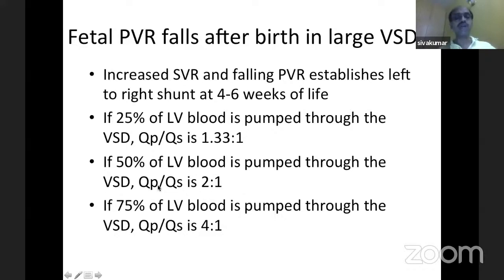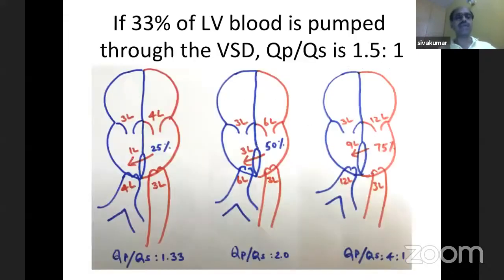Carefully look at this number. A QP by QS of 2:1 means 50% of the left ventricle blood is pumped through the VSD. In order to make you understand this slide better, I'll draw a cartoon. Just look at only this slide. If you have 3 liters of blood coming back into the tricuspid valve from the right atrium, and the same 3 liters goes into the lungs, but an additional 3 liters gets added from the VSD, a total of 6 liters goes into the pulmonary artery.